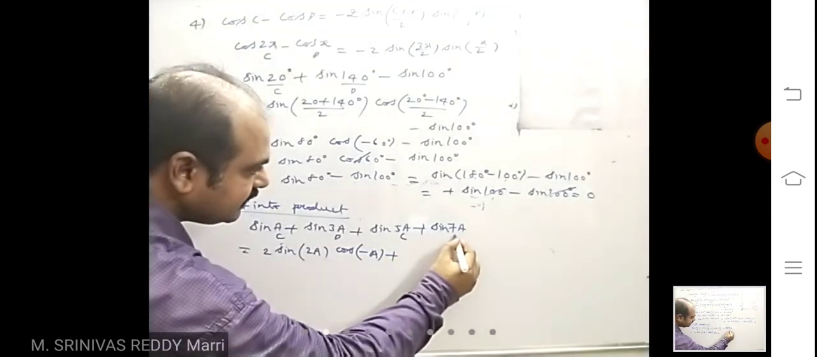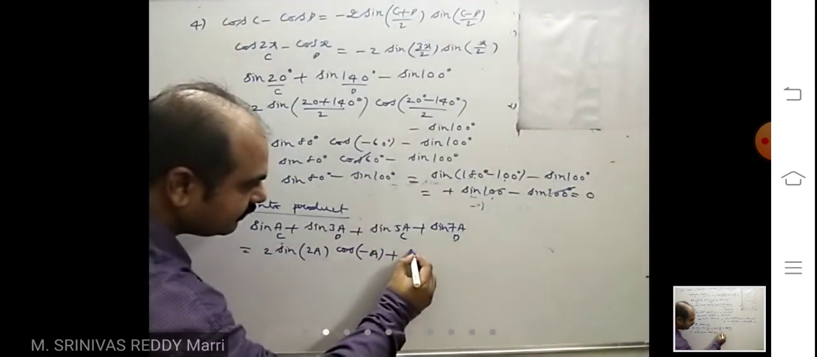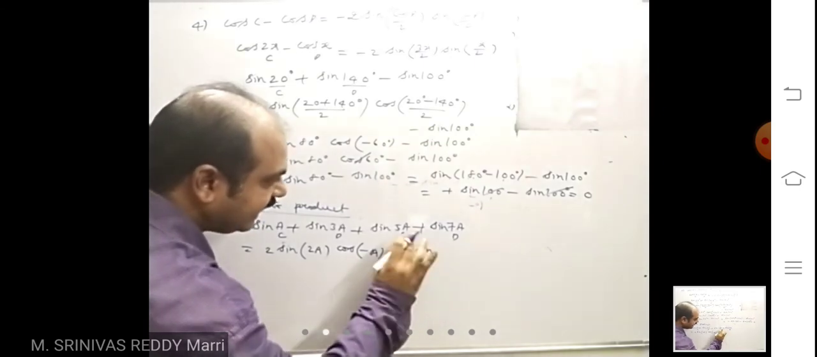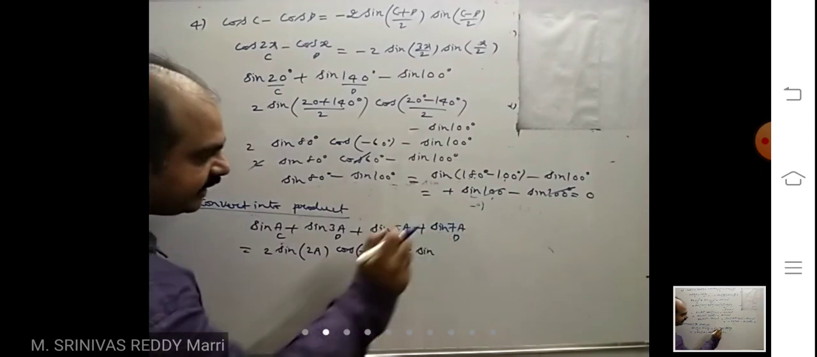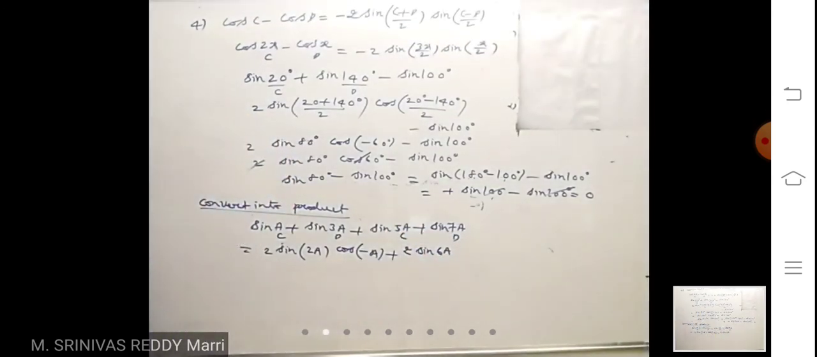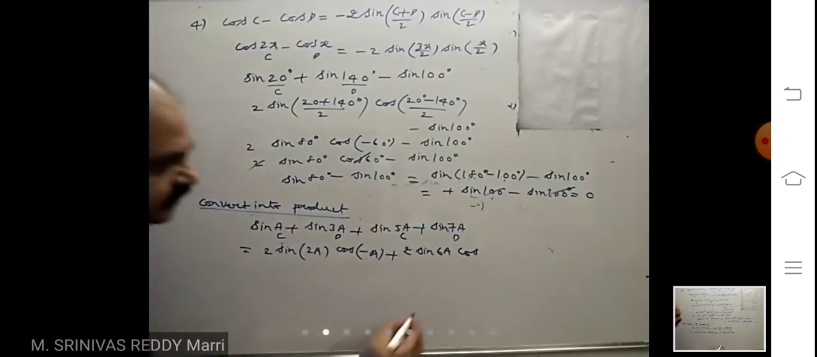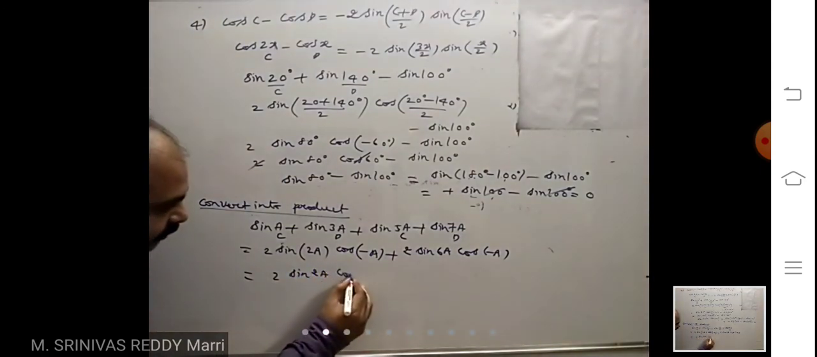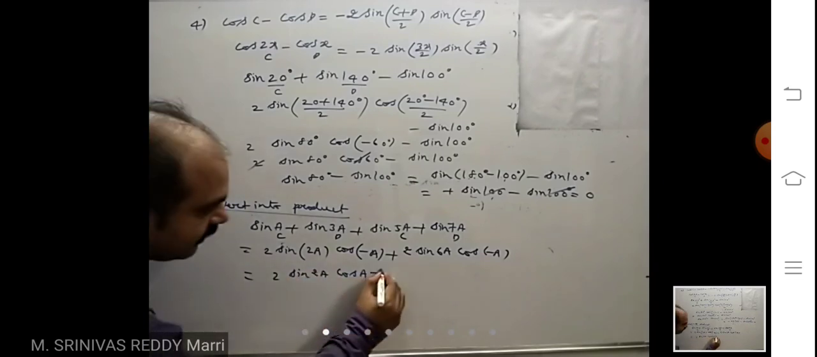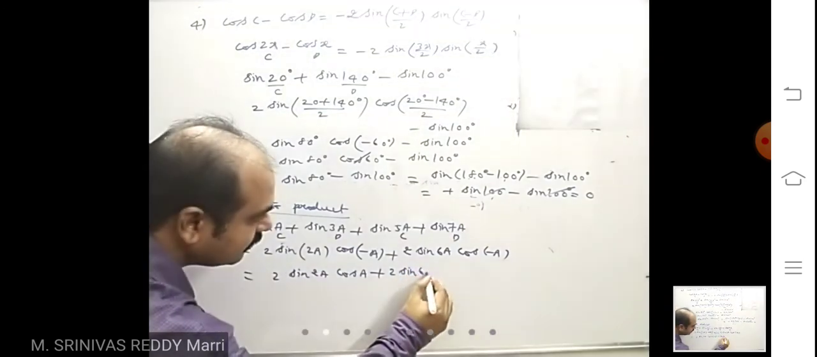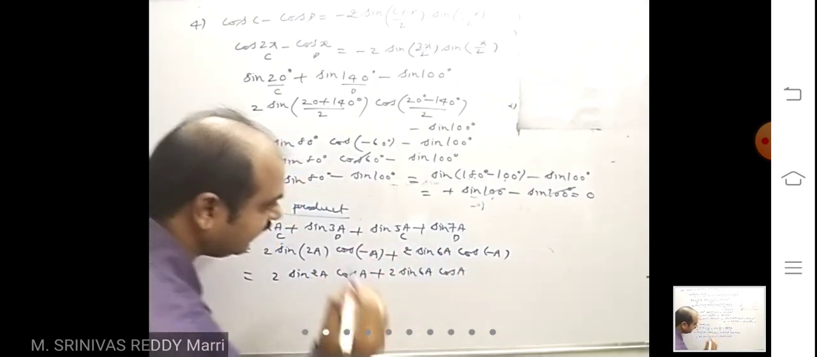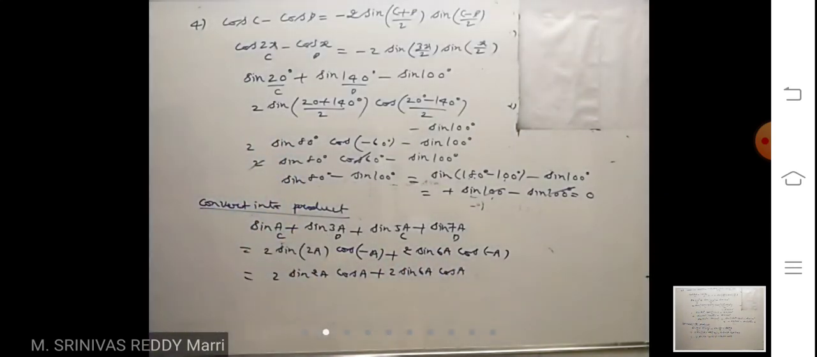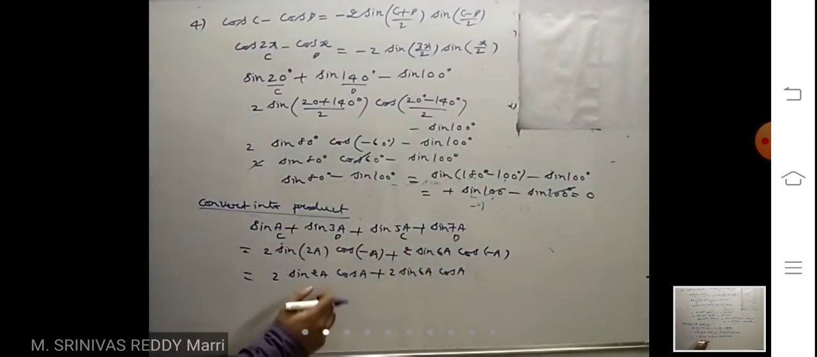Now I am clubbing these two, sin C plus sin D. 2 sin (5A plus 7A) by 2: 5A plus 7A means 12A divided by 2, that is 6A. Then cos of (5A minus 7A) by 2, minus 2A by 2, that means cos of minus A. So this is 2 sin 2A cos A, since cos of minus theta is nothing but cos theta, plus 2 sin 6A cos A. So now I have taken these two, and these two. Transformation.